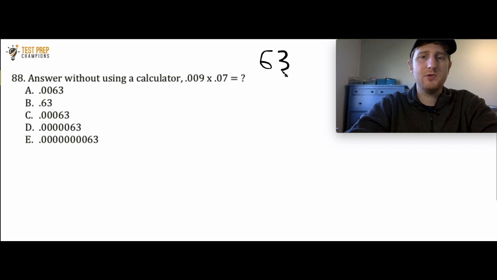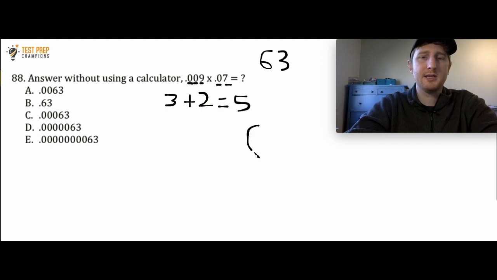So now what I want you to do is count up all of the digits to the right of the decimal points. If I look at 0.009 and I count 1, 2, 3, there are 3 digits to the right of the decimal point for this first number. For the second number, to the right of the decimal, I see 2 different digits. So 3 plus 2 is 5. I see that there were 5 digits total to the right of the decimal points.